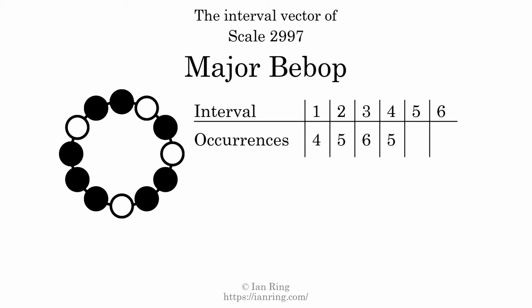There are 5 intervals with the size of 4 semitones. They are here, here, here, here, and here. There are 6 intervals with the size of 5 semitones. They are here, here, here, here, here, and here. There are 2 intervals with the size of 6 semitones. They are here and here. Each interval does not appear in this scale a unique number of times, so this is not a deep scale.